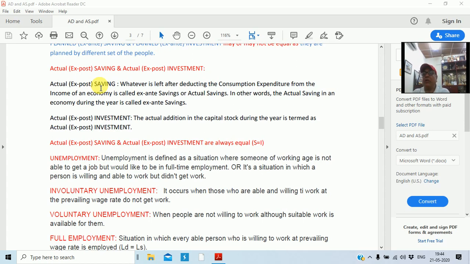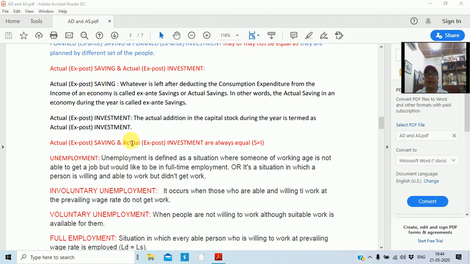So in the economy, what a saver is planning at the starting of the financial year is called ex-ante saving. But what they were actually able to save at the end of the financial year is called ex post saving. Same with the investors. At the starting of the financial year, what they are desiring for investment is called ex-ante investment. But at the end of the financial year, what they are actually able to invest is called ex post investment.